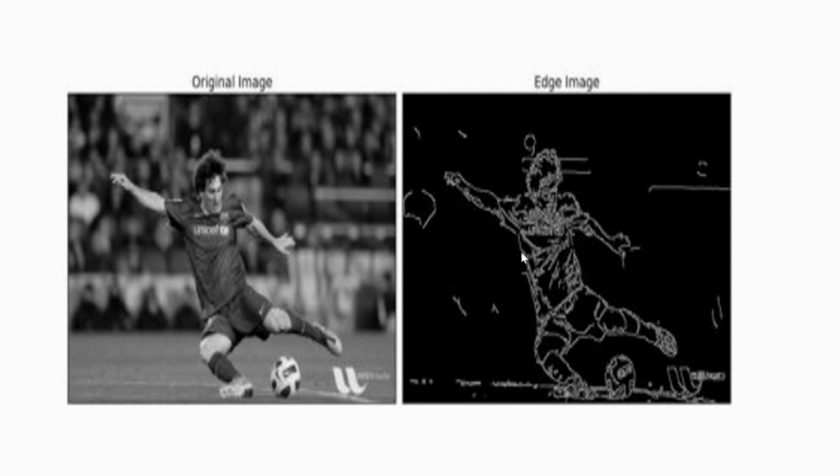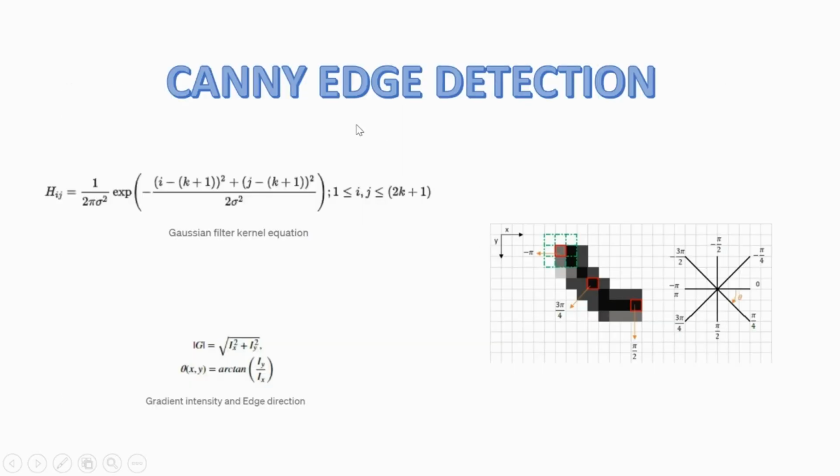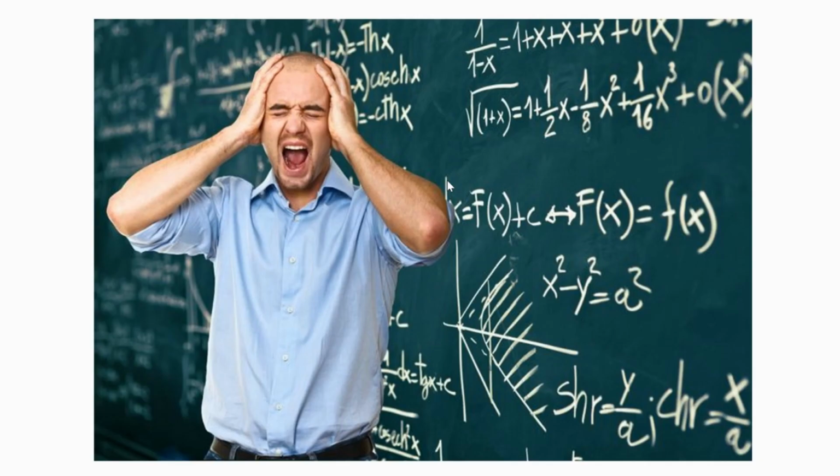So how we can do edge reduction is, we have a famous edge reduction algorithm which is the Canny edge reduction. So let us discuss the steps involved in the Canny edge reduction. First, you need to do a Gaussian filter using the equation which is over here, and you need to do the gradient intensity and edge direction using the equation over here, and you need to do the maximum suppression like the image which is given on the right hand side. So there are lots of mathematical equations behind the Canny edge reduction, right? How can I do that in an easier way?